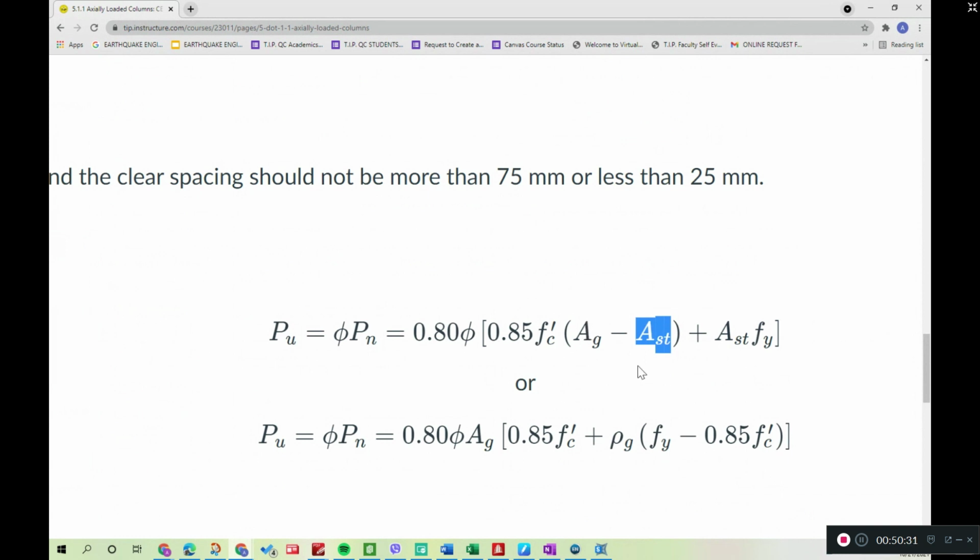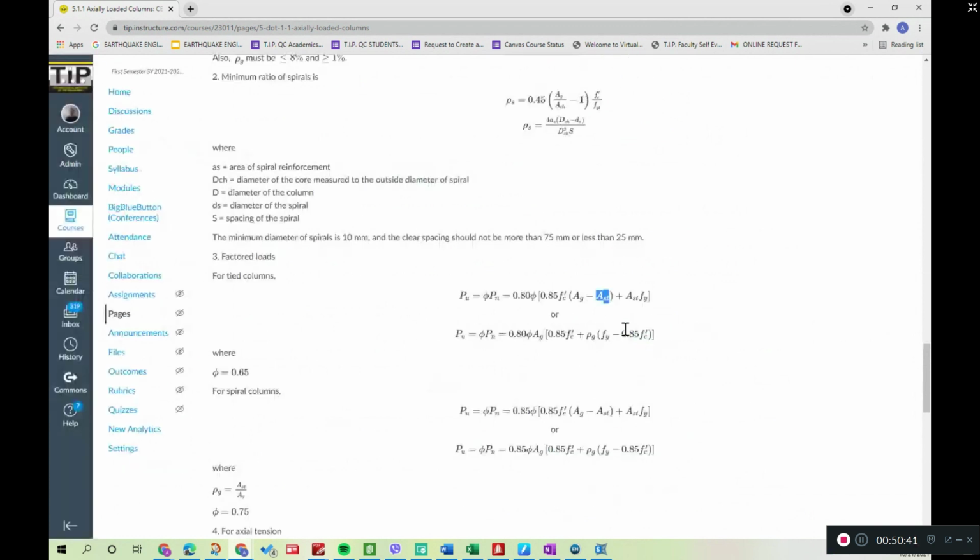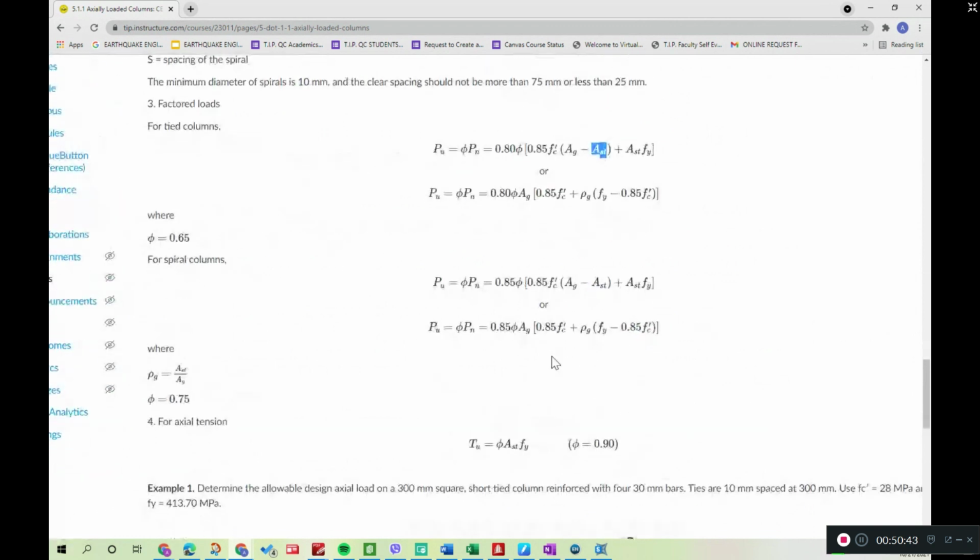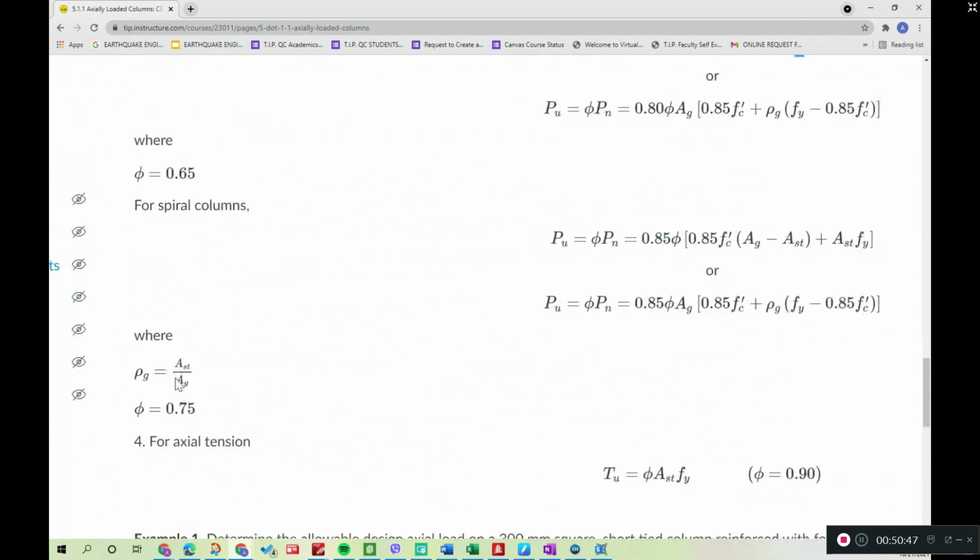Okay, we can solve this in terms of two simultaneous equations, but maybe you will be getting imparted, and that can be a problem. So we can also use this. Okay, we can also use that. So it's identical here. So rho g is equal to AST.